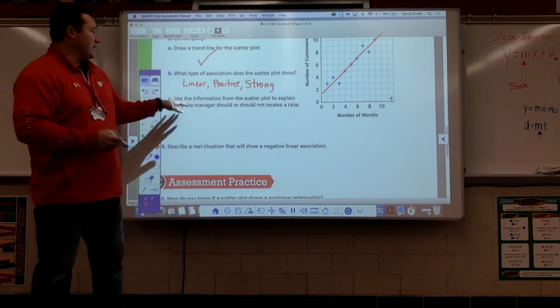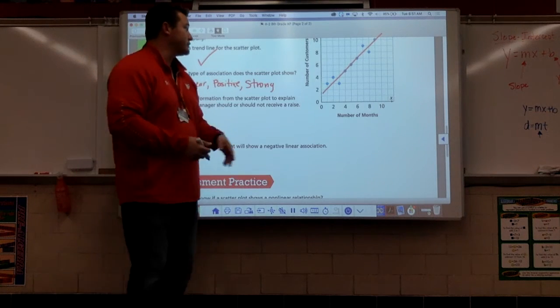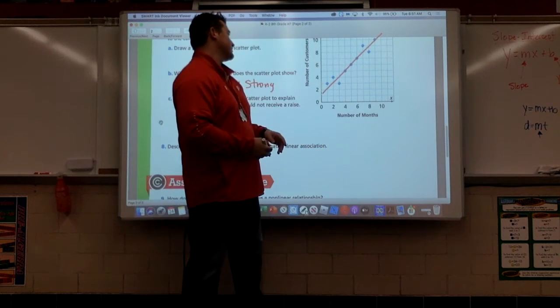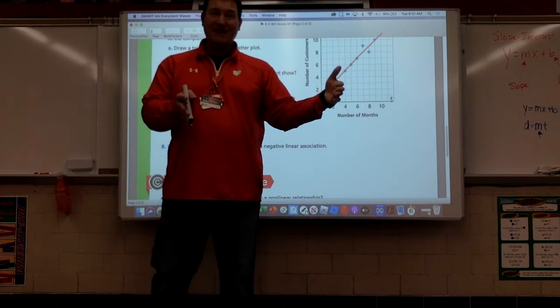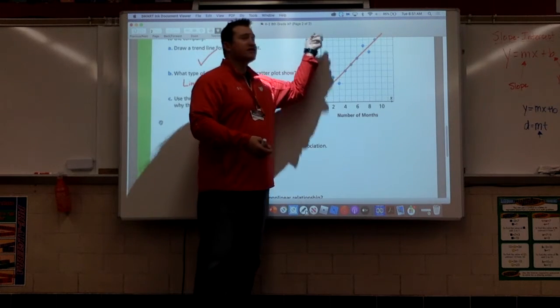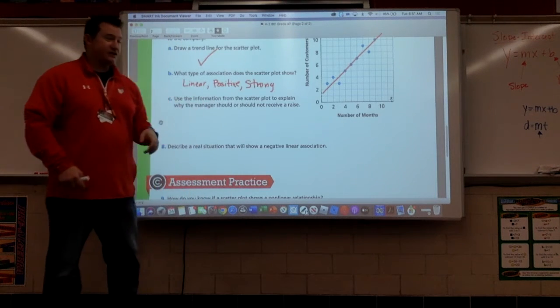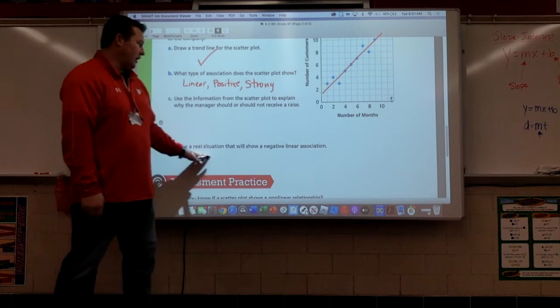Use the information from the scatter plot to explain why the manager should or should not get a raise. Well, number of months, number of customers, right? So it's increasing. So as the months increase, the number of customers increase, right? Dude's probably doing a nice job. So yeah, we would say he should absolutely get a raise.